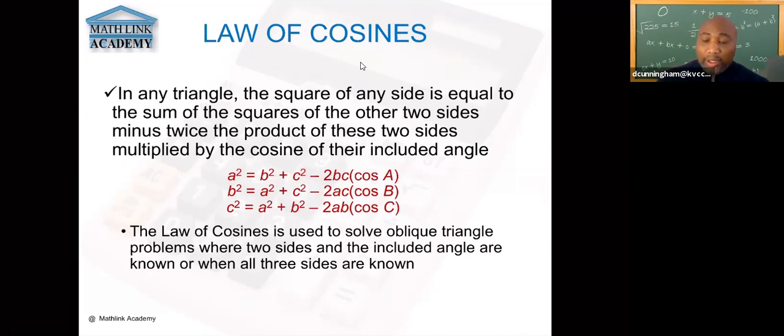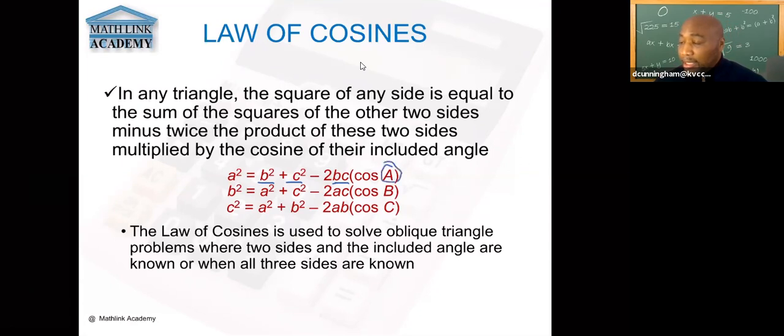So in our case, as we look here, we have a squared is equal to b squared plus c squared. Then what we do next is minus 2 times bc. In this case, I'm going to underline that so you can see it. 2 times bc, which we used, b and c earlier, times the cosine of angle A.